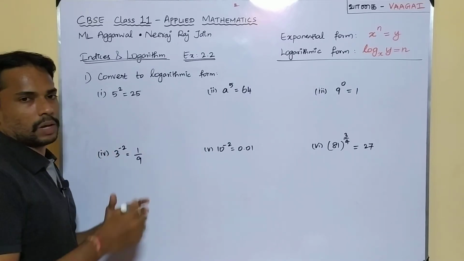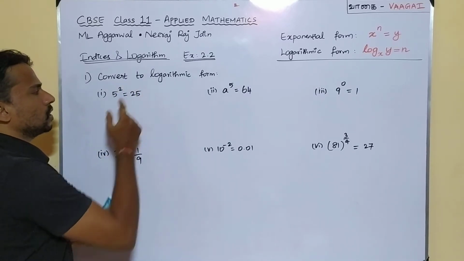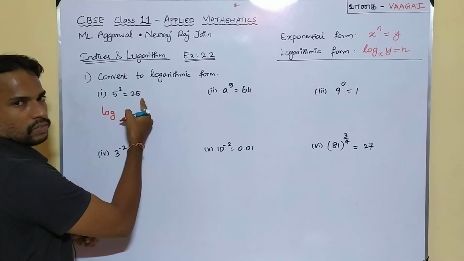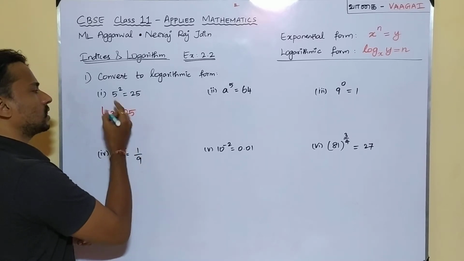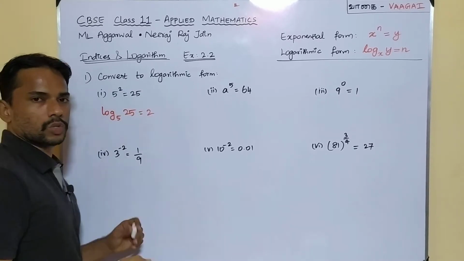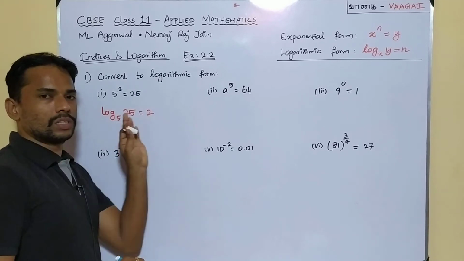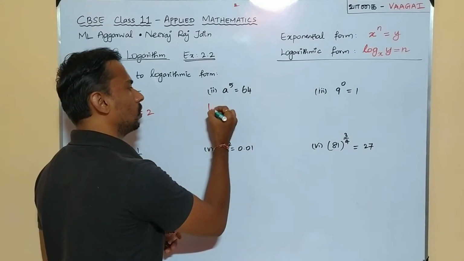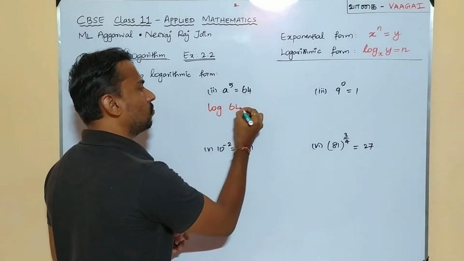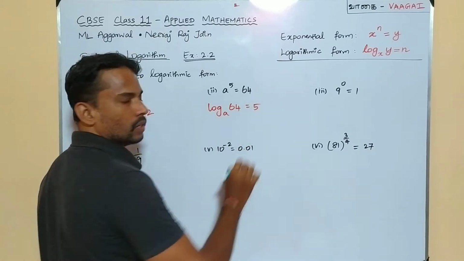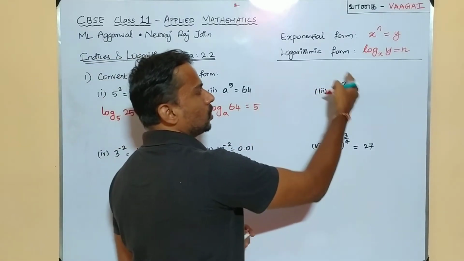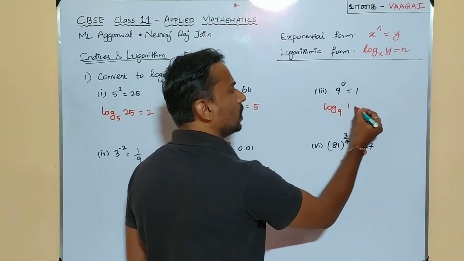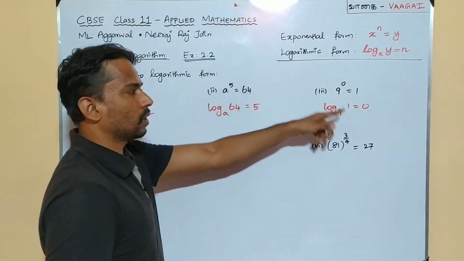The first question is the same as the example we saw just now. 5 power 2 is equal to 25. This can be written in log form as log of 25, which is on the right hand side, to the base 5 is equal to 2. That's going to be the answer. Let's quickly do the same process for all the other questions. Second one: a power 5 is equal to 64. This can be written as log 64 to the base a is equal to 5. Next one: 9 power 0 is equal to 1, and this can be written as log of 1 to the base 9 is equal to 0, because the power comes to the right hand side.